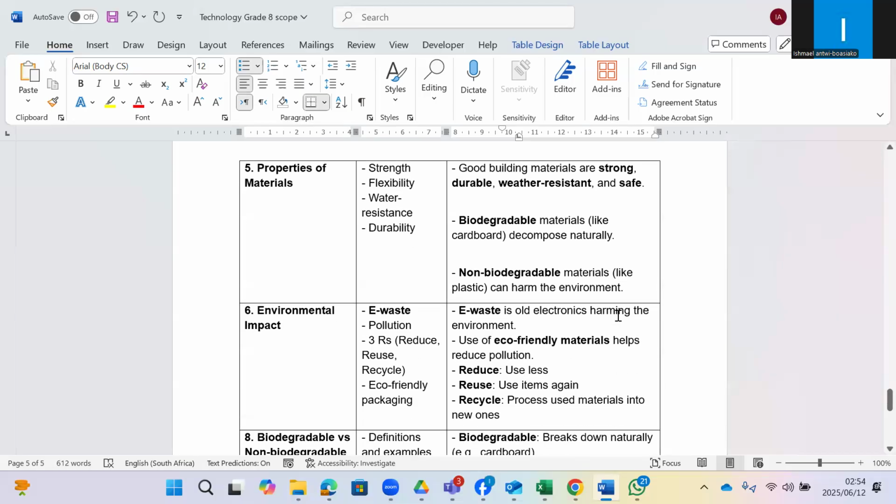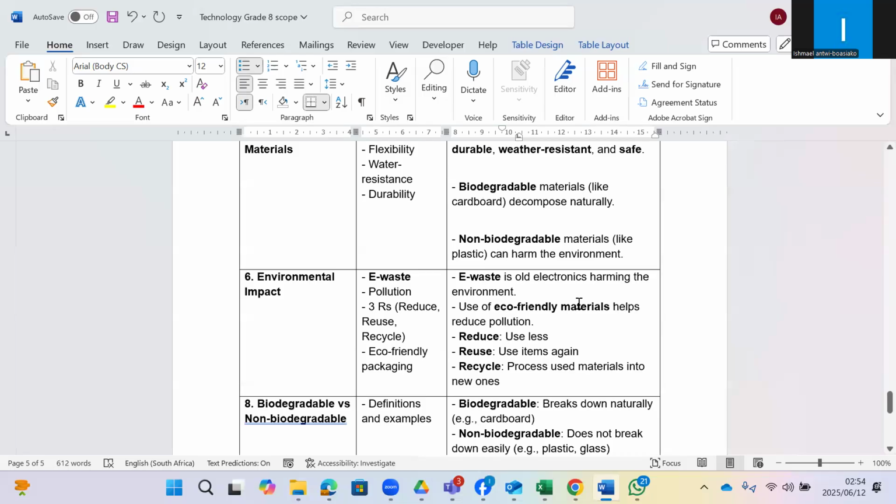Now, the impact of waste. We will start with e-waste, which we call electronic waste. It is old electronic gadgets. Let's say your tablet, and you throw the tablet away if you are not using it, or your mobile phone or something electronic that you throw away. Now, you must always use eco-friendly material that helps to reduce pollution.